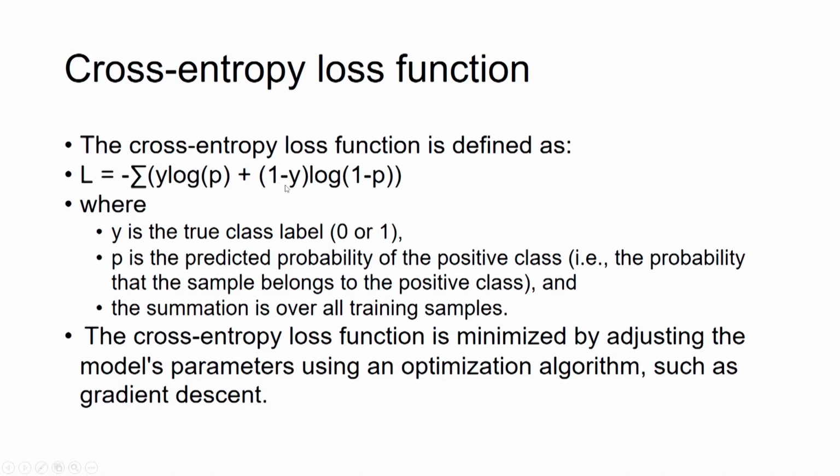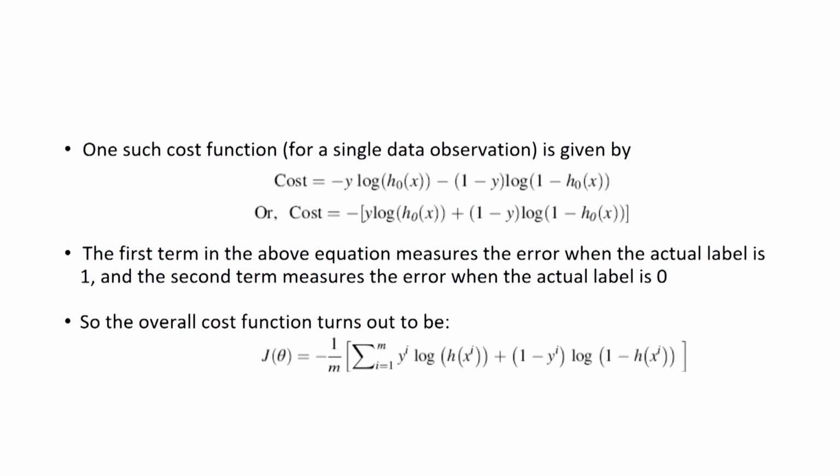And then 1 minus y log 1 minus p. So, there are two terms and there is a summation over all the instances. For all instances, we take the actual class and the probability of predicting the positive class for that instance. We take the summation over all the instances and then we get this cross entropy loss function. Now, our objective is to reduce this loss function.